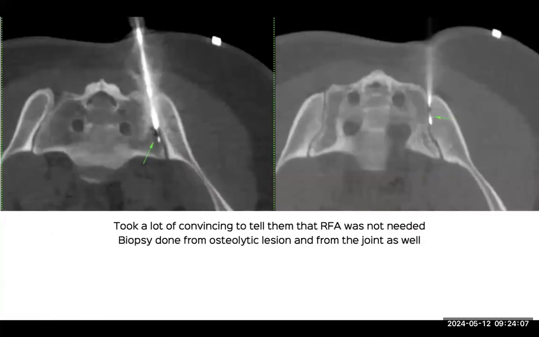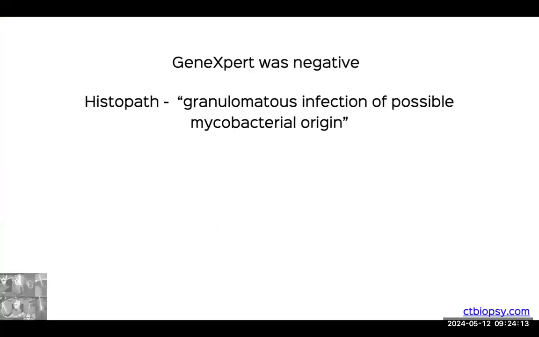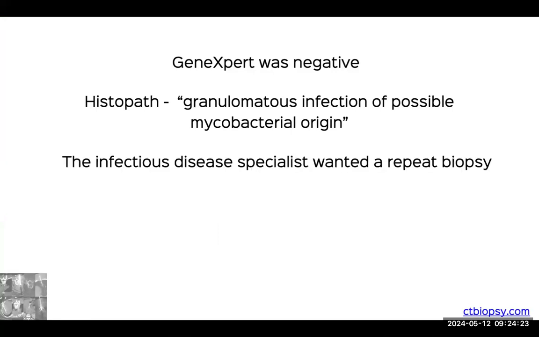Managed to convince them when they came for RFA that this patient needs a biopsy, did that. Now, GeneXpert was negative, PCR was negative. Histopath said granulomatous infection of possible mycobacterial etiology. So at least there's no tumor, osteoid osteoma, etc. The ID specialist wanted a repeat biopsy, and the parents were getting completely hyper. I mean, it was like, why don't we have an answer? We need to start treatment.